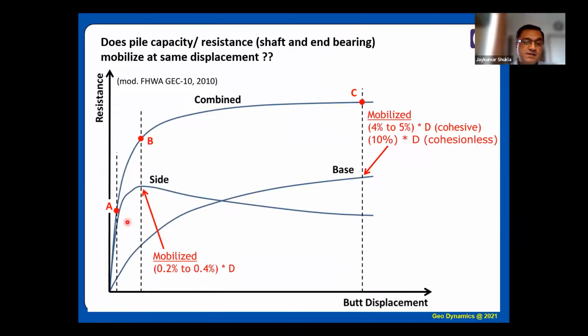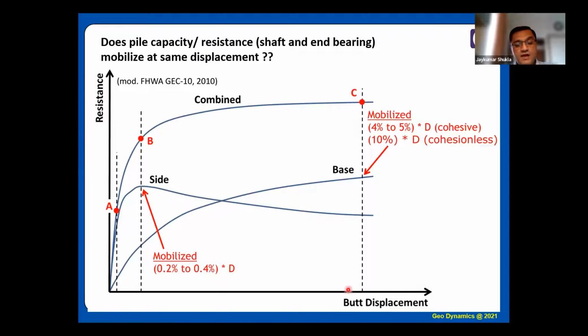The question is very complex. I would say if we compare the shaft resistance, which is this curve over here, and the base resistance, which is this curve on the screen, and then sum them up, we will get the combined resistance plot of one particular pile.